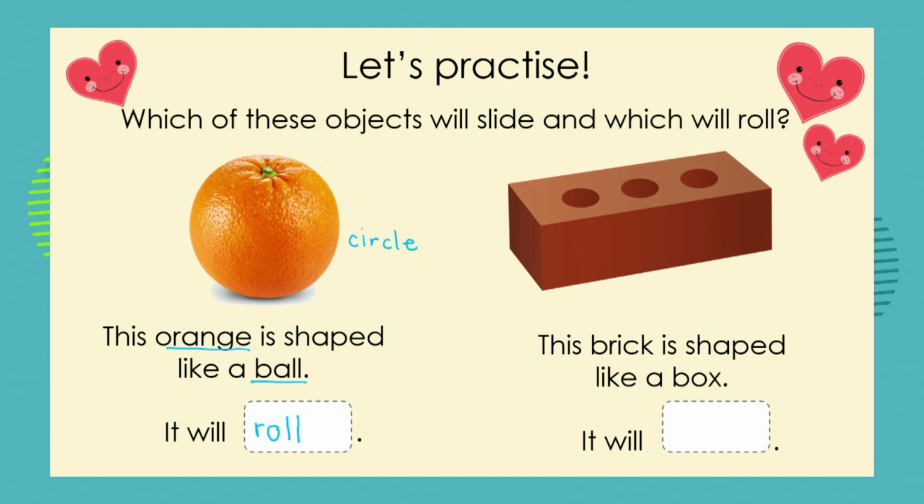The next one that we have is a brick, and it is shaped like a box. We can see that this brick has sides. So there's a side over there. There's another one over there. So we know shapes that have sides are going to slide. Very good.